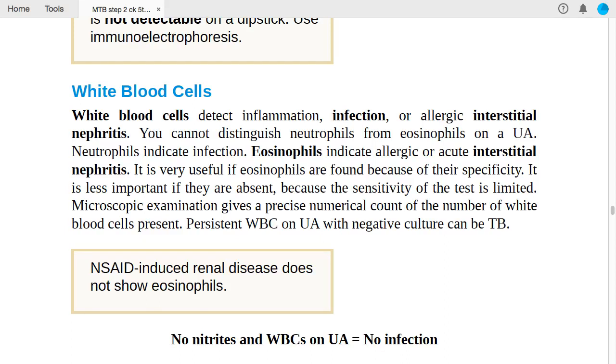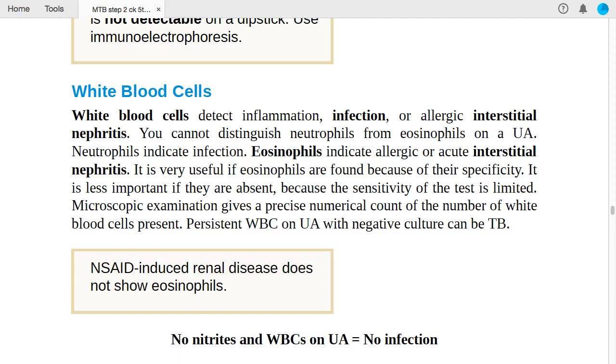Eosinophils indicate allergic or acute interstitial nephritis. If it's a case of acute interstitial nephritis, definitely you're going to see eosinophilia. If it's a case of bacterial infection, mostly neutrophil counts are high. So it is very useful if eosinophils are found because of their specificity, because they are mostly present in allergic conditions. So whenever there is any allergic disease in the body, you are going to see an increased amount of eosinophils in that patient. It is less important if they are absent because the sensitivity of the test is limited.